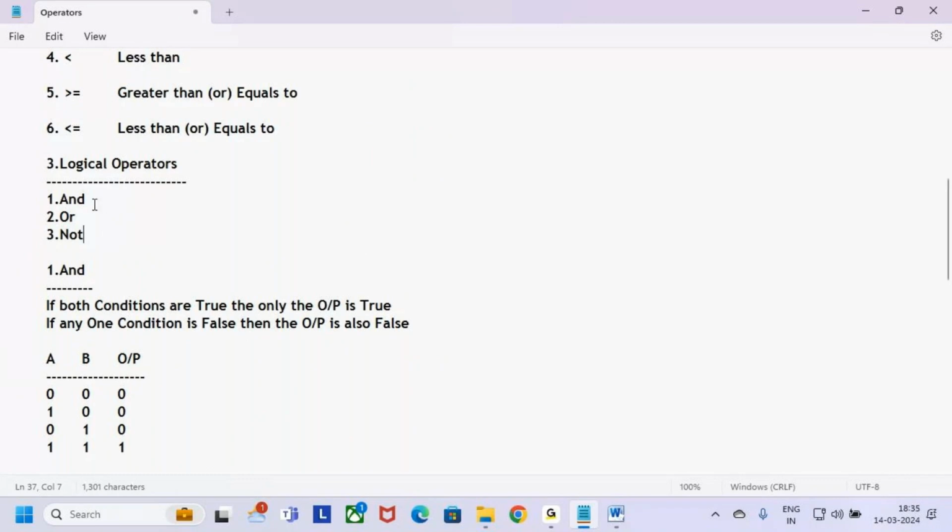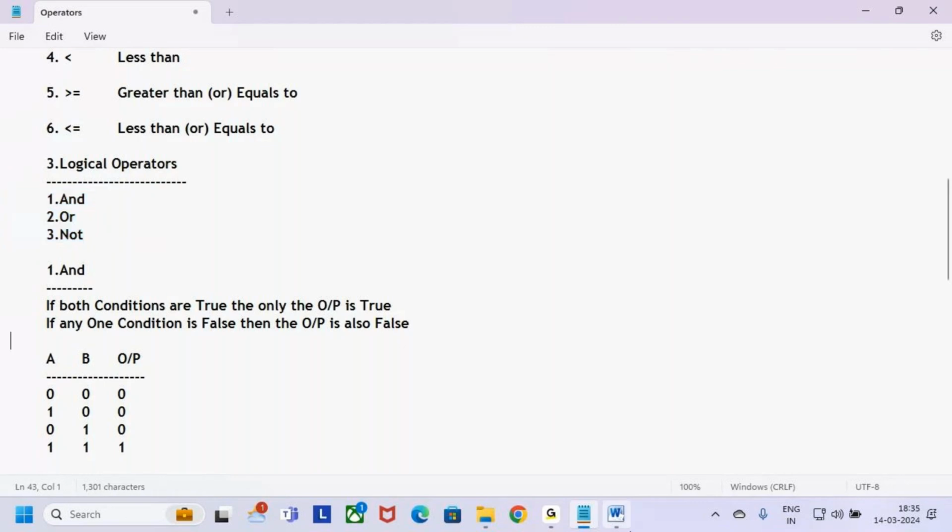Now whatever we discussed here, AND, OR, NOT, let me go to the Word document and explain the scenarios in which we can use them, guys. Let me discuss now. Let me go to this Word document.